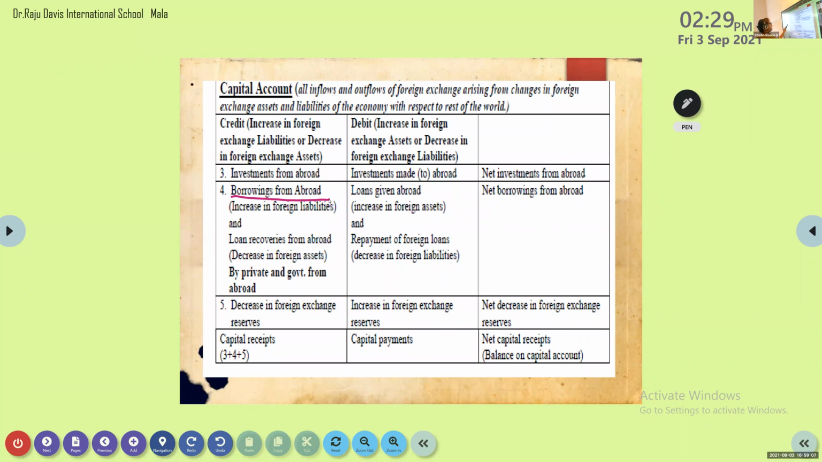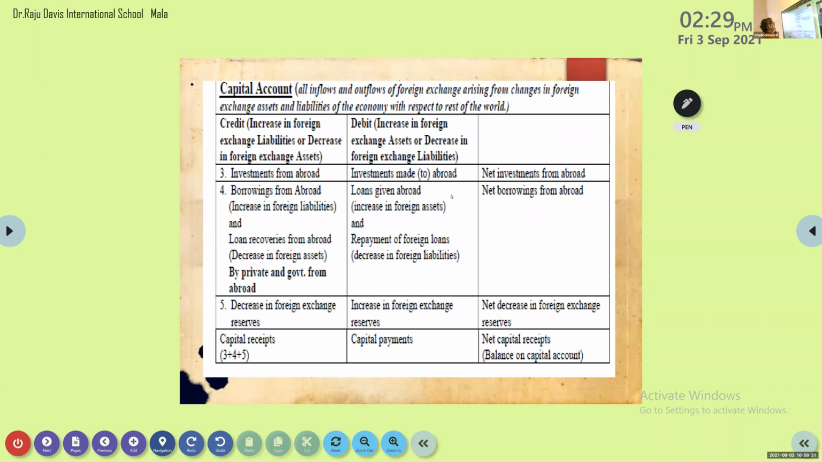But at the same time, you can see what is written here. It increases our foreign liability. So anything, it can be borrowing, it can be anything, don't worry whether it is a liability or asset. Anything which is coming inside our country will be marked on the credit side.